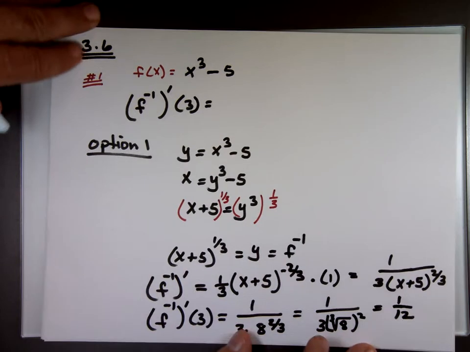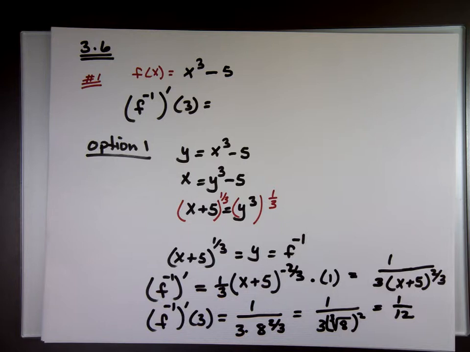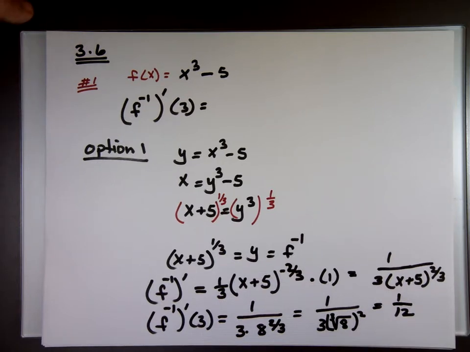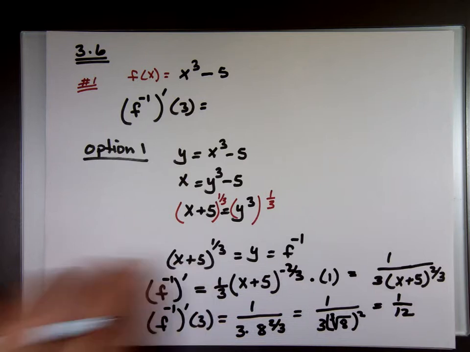That's option 1. You find the inverse, then you take the derivative of it. I like it because it makes sense. Sometimes finding the inverse is not that easy. So what section 3.6 says is you don't have to go through that. The equation in section 3.6, that's option 2 now.